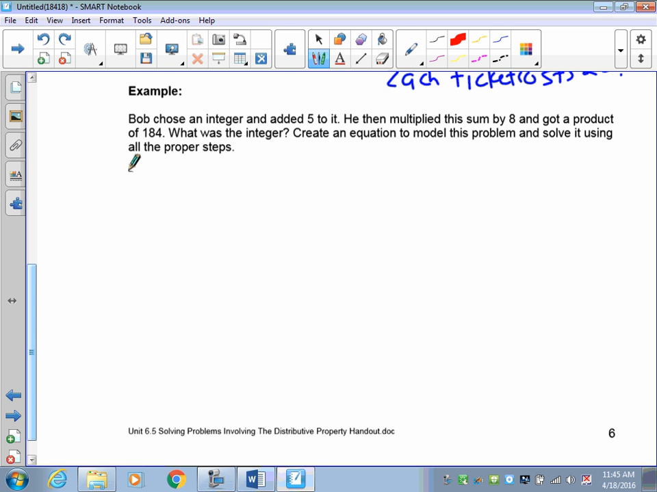All right, so Bob chose an integer. Here's my integer. He added 5 to it. Then he multiplied the sum. Now remember, sum is the result of adding. It's an answer to an adding question. So whatever x plus 5 is, that's the sum. You're going to multiply this by 8. And he got a product, when it was all done, of 184. So that's what you should have. All right, so solve the equation and see how you do.